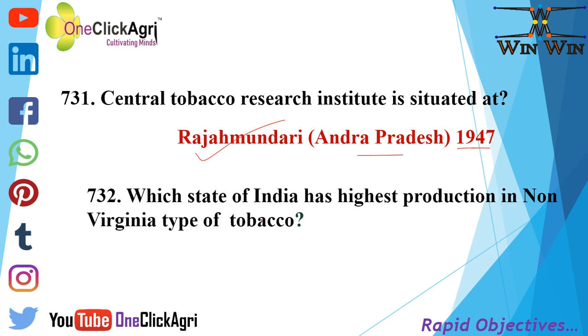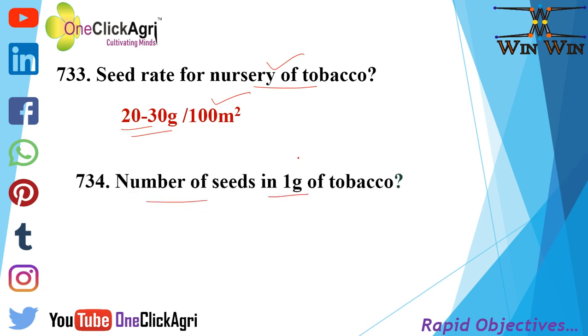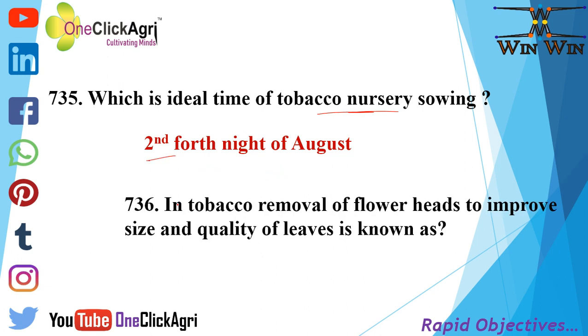Next, which state of India has the highest production of non-Virginia type of tobacco? Gujarat. Next, the seed rate for the nursery of tobacco is 20 to 30 gram per 100 square meter. Next, the number of seeds in 1 gram of tobacco is 10,000 to 12,000 seeds. Next, the ideal time for tobacco nursery sowing is the second fortnight of August.